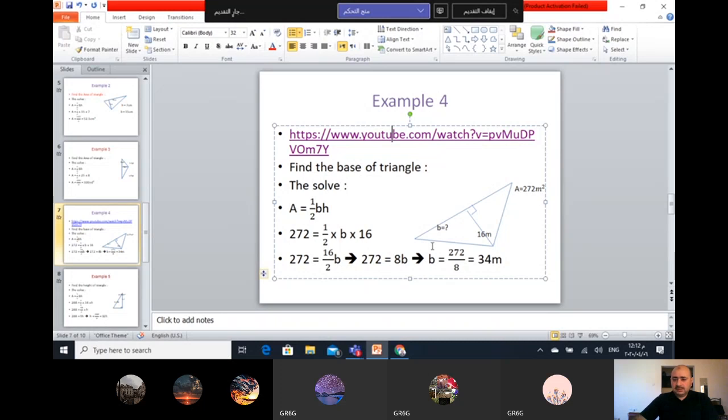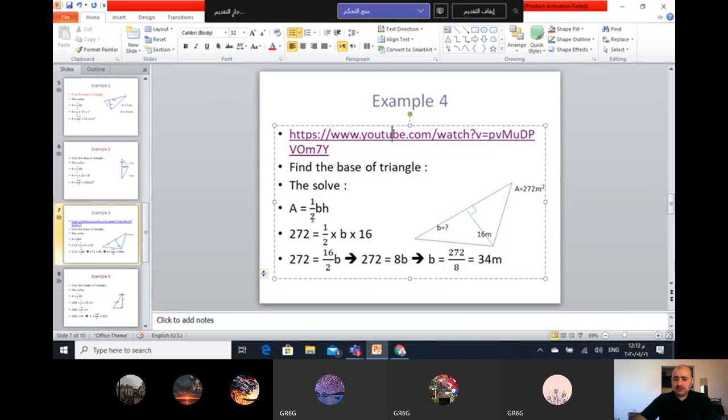As you see here, in this triangle, we have the value of the height, 16 meters. We have the area, 272, and we have the missing value, the base. We want to know the value of the base. How to solve for the value of the base? At the first step, write the formula.